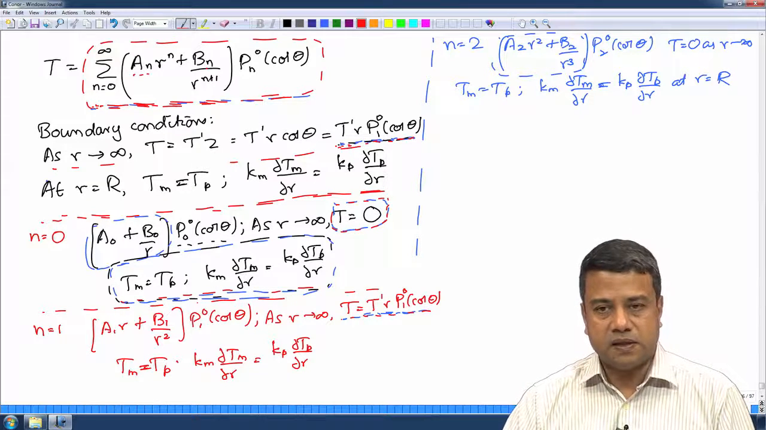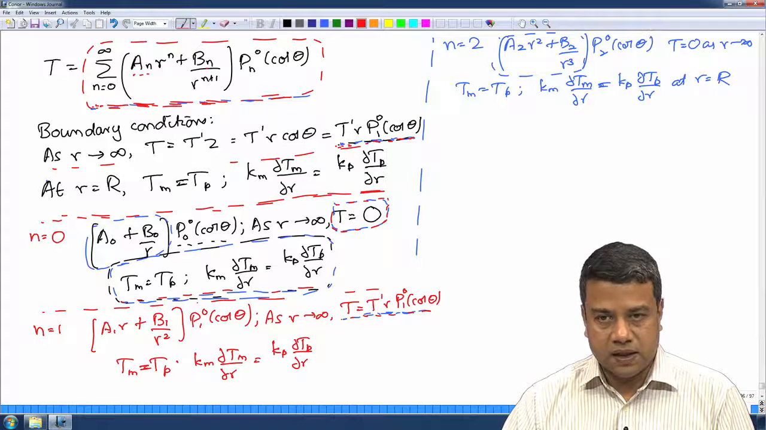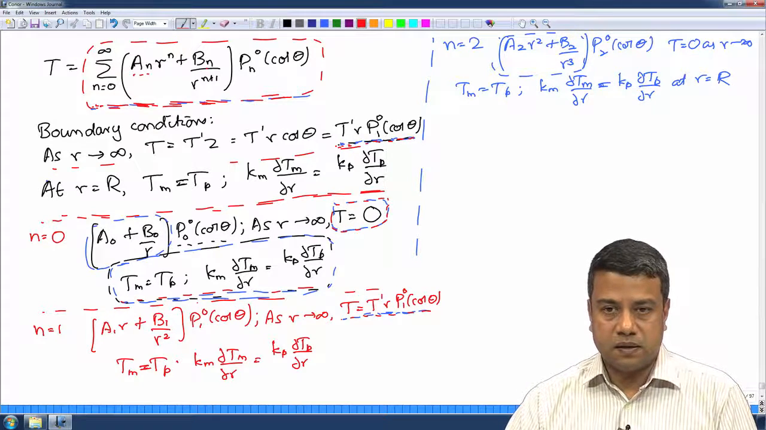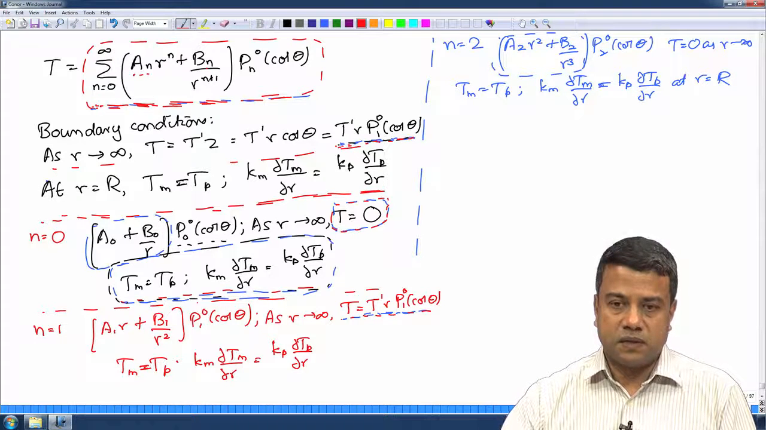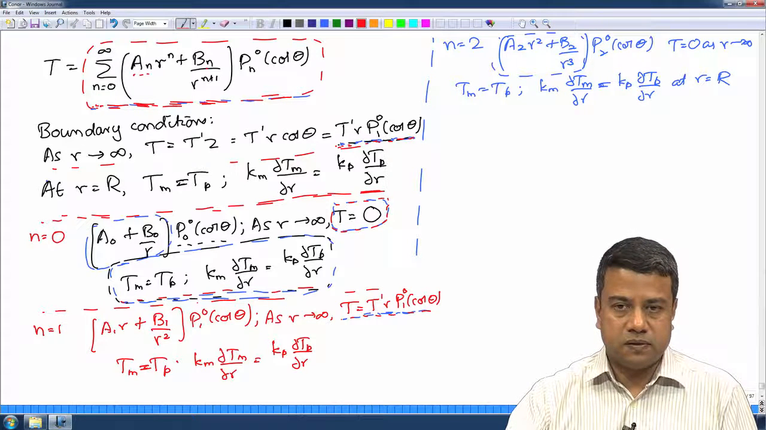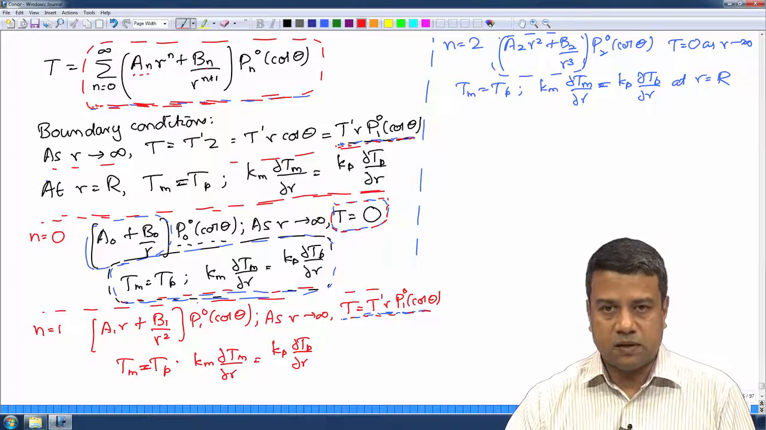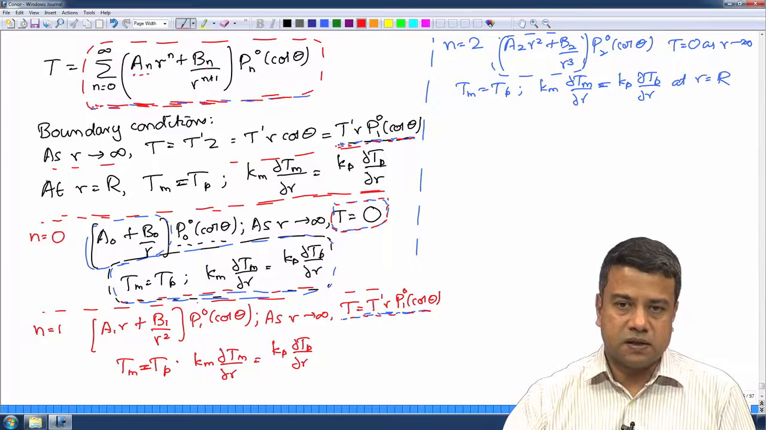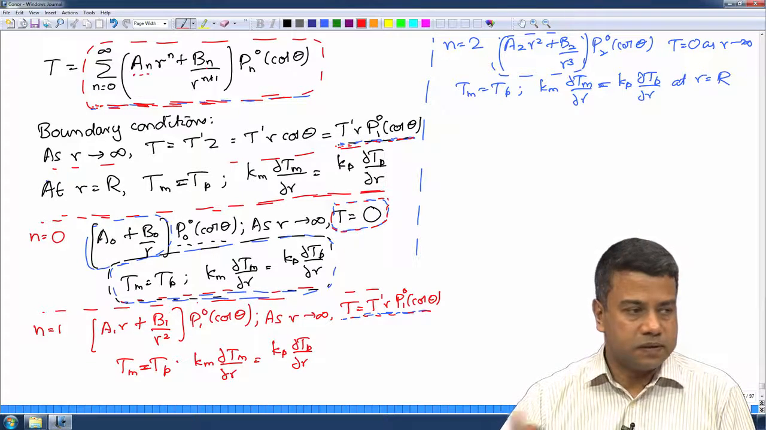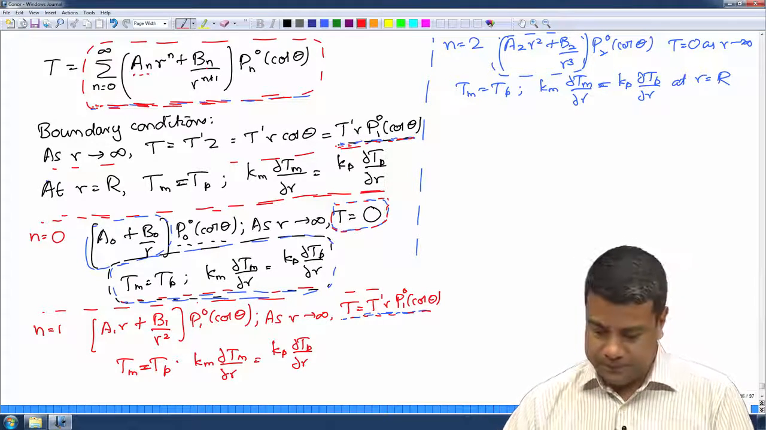Just from the symmetries, I can straight away say that the solution has to be of the form (a1 r plus b1 by r squared) P_1^0 of cos theta, because the forcing for all other Legendre polynomials is identically 0, because they are all orthogonal to each other. The forcing is of the form P1, and therefore, the forcing for all other Legendre polynomials has to be equal to 0 because they are all orthogonal to each other.